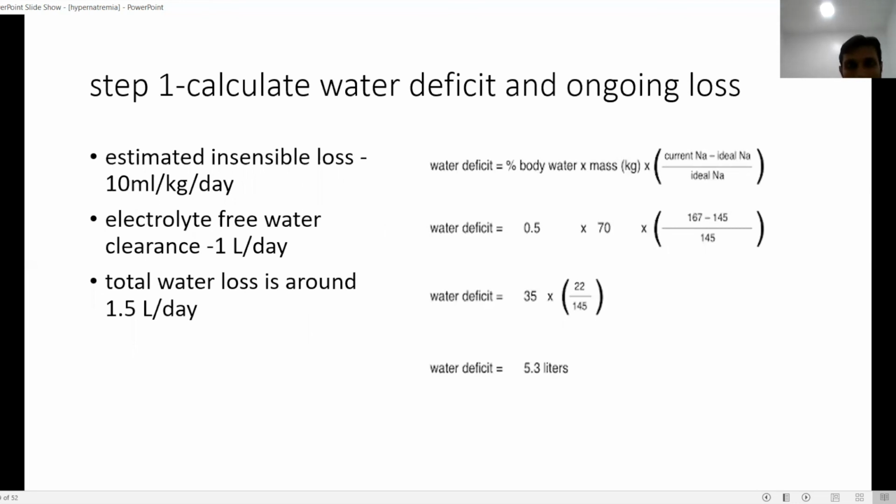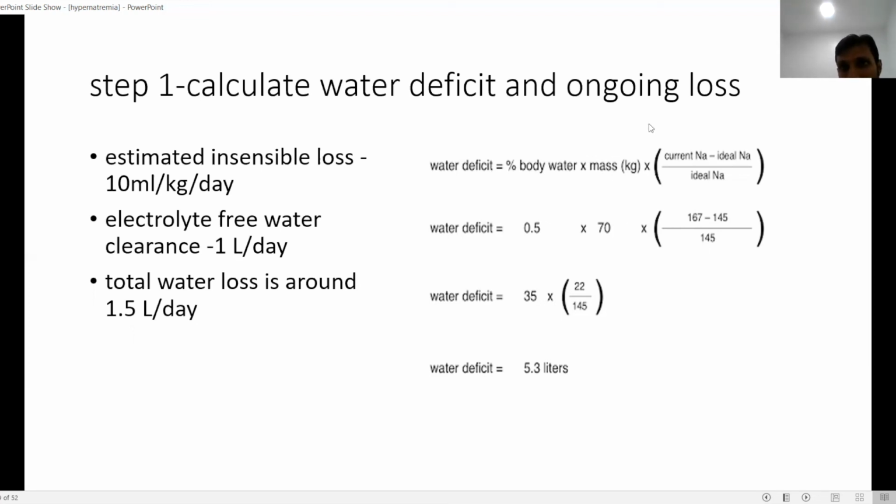Now, how to correct the hypernatremia practically? First thing is you have to calculate the water deficit and the ongoing losses of water. For a patient of 60 kg, the fraction of body water varies from 0.45 to 0.6. The fraction of body water is 0.45 for females, 0.5 for males, and 0.6 for elderly people.